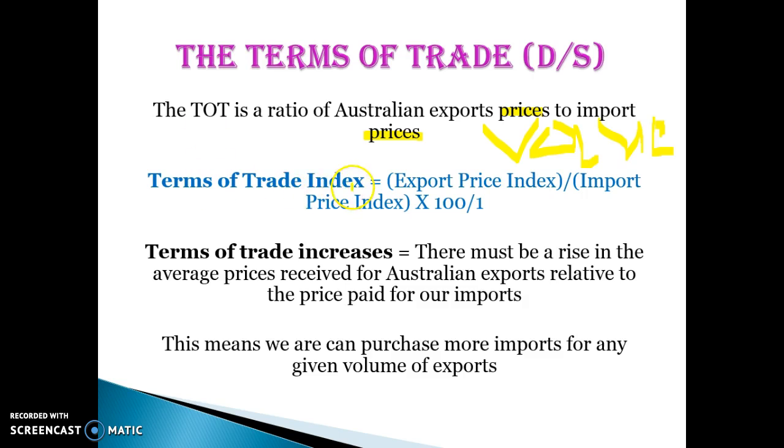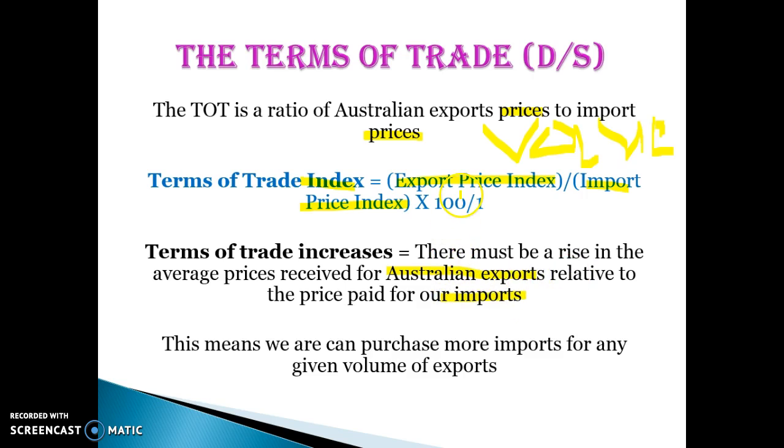So the terms of trade is just an index which measures the average price of exports divided by the average price of imports. And it uses an index, so it's an indexed figure. If the terms of trade increases, there must be a rise in the average price received for Australian exports relative to the price of imports.